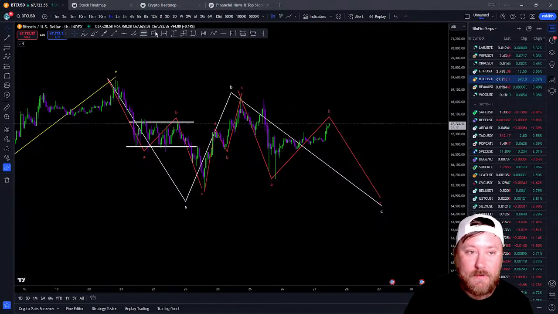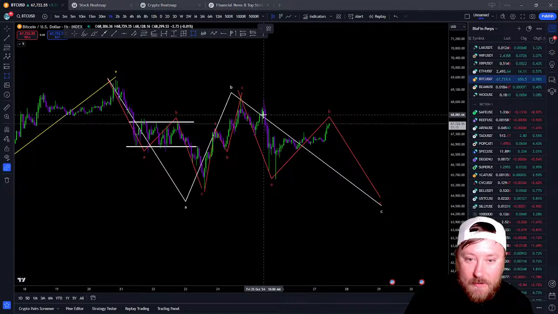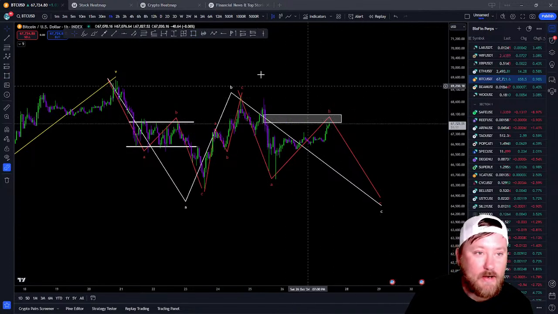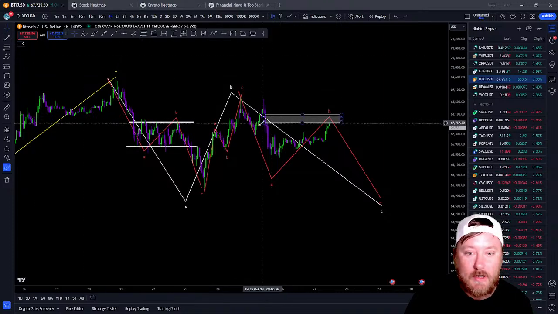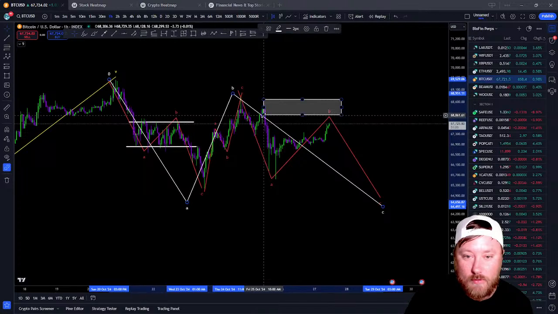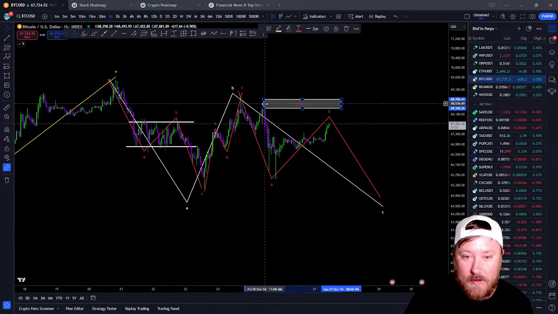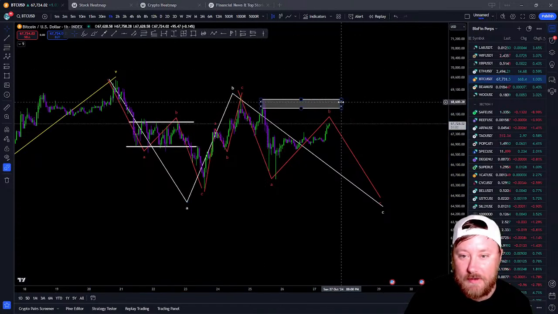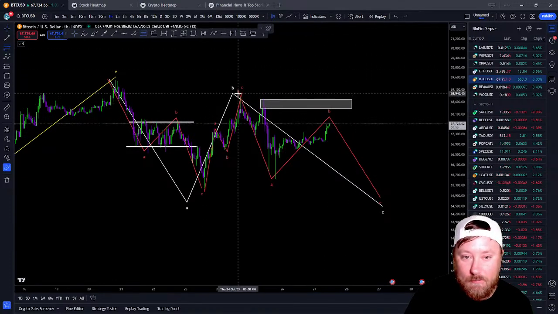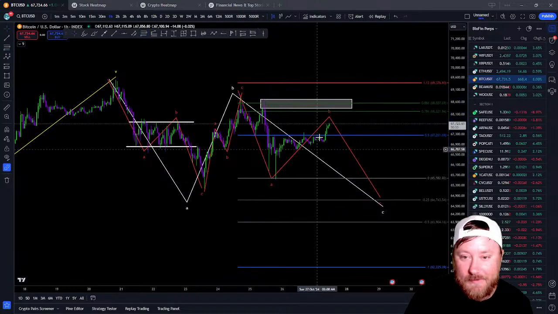We have a fair value gap here that we are coming up into right now on the 1 hour. And we also have this resistance, of course, on this wick here. So that is going to be another area of interest. We can go ahead and pull the fibs.